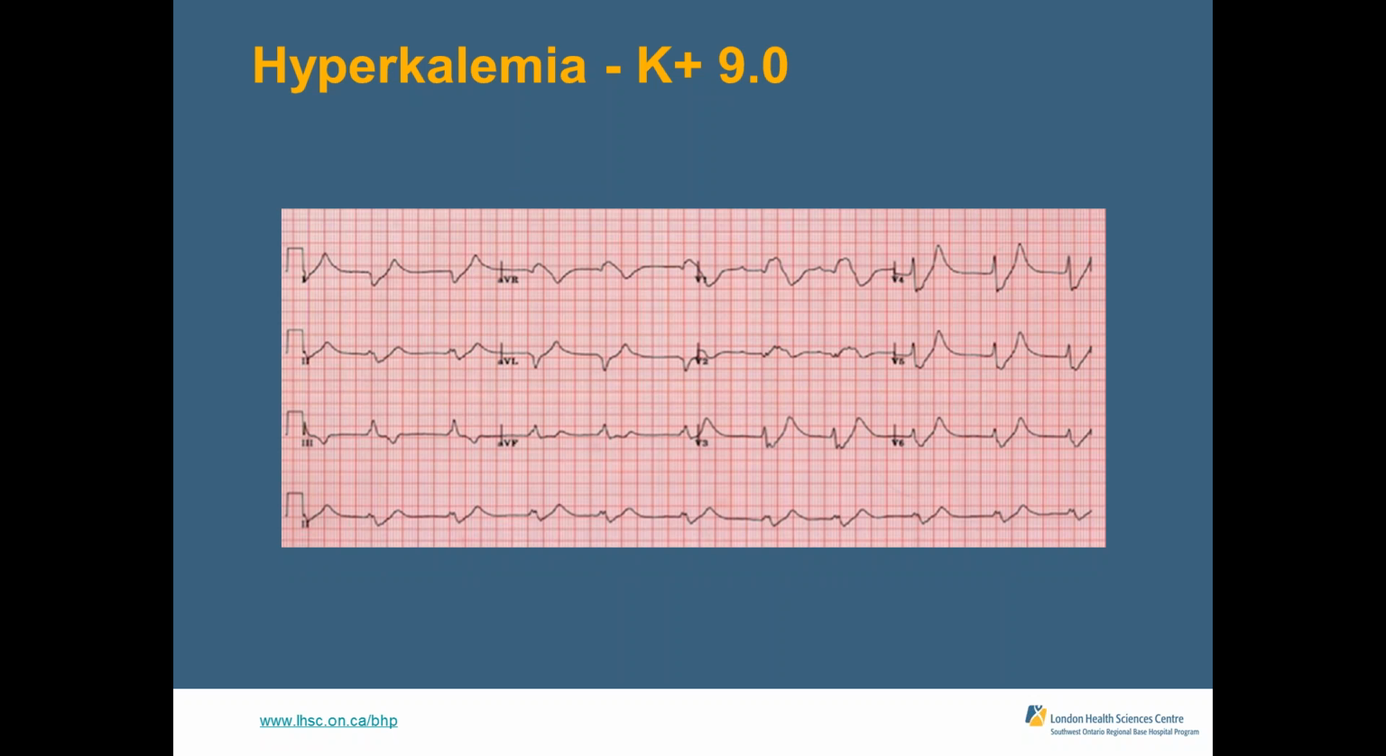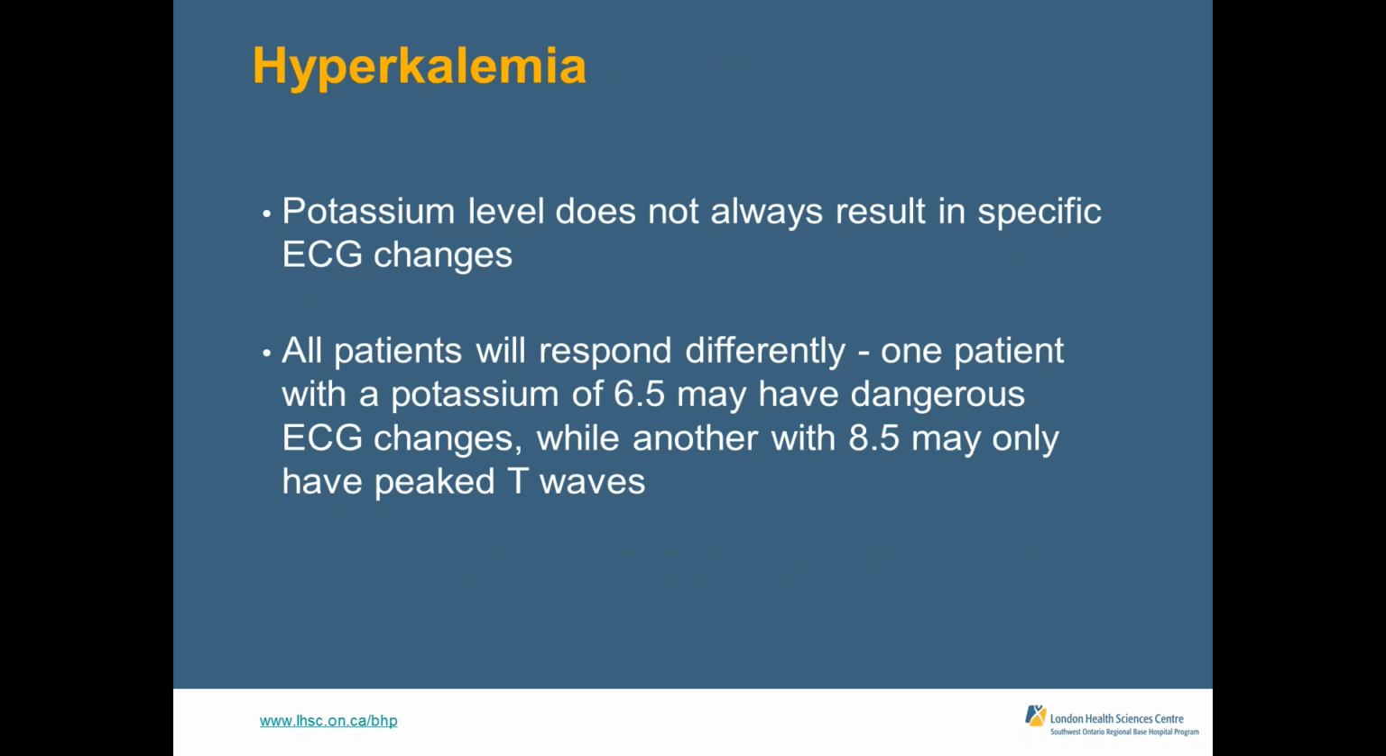This patient's potassium in particular was 9, but again, you might have a potassium of 7 that can look like this, or a patient's potassium of 9 might look like the other patient who had a potassium of 7.1. So we can't really correlate that way, but if we saw this ECG, we'd want to assume that's from the potassium, start treating that right away, because that's a life-threatening ECG.